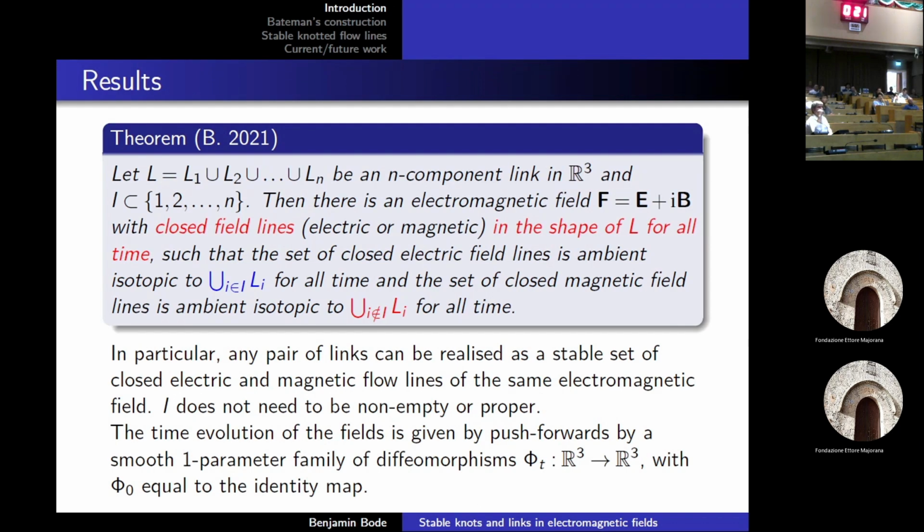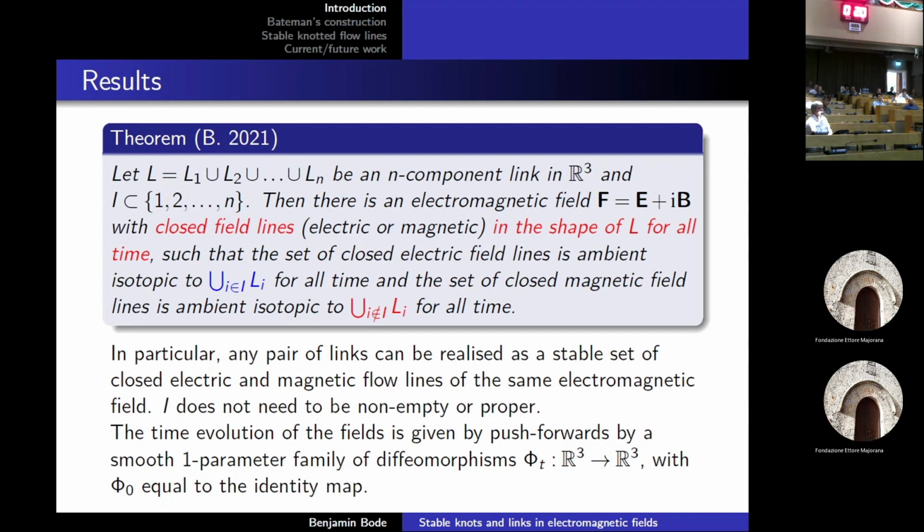More specifically, you start with any given link of n components. You can choose any subset of its components, which will form the electric components, and the remaining components will be the magnetic components. The theorem then says that for any such link, there is an electromagnetic field, in particular one that satisfies Maxwell's equations, such that this field has closed field lines in the shape of the given link. Namely, the components that you chose for the electric field are formed by closed electric field lines, and the remaining components, the magnetic components, are formed by a set of closed field lines of the magnetic field. And these are stable, so this is true for all time. And like I said, the time evolution is smooth.